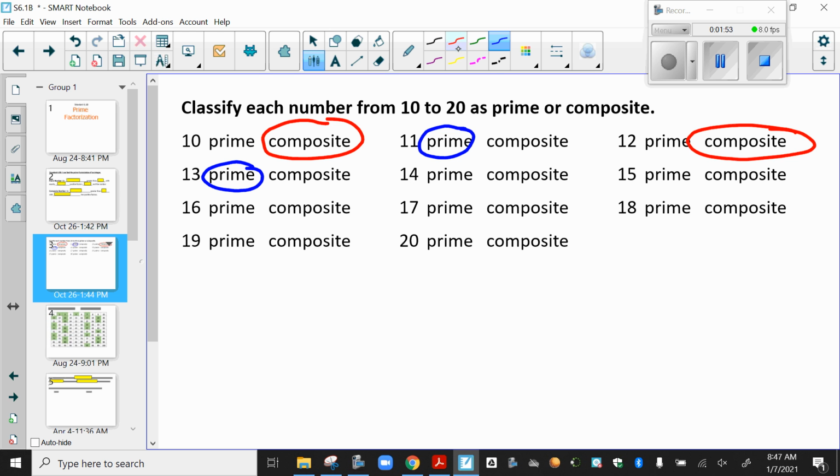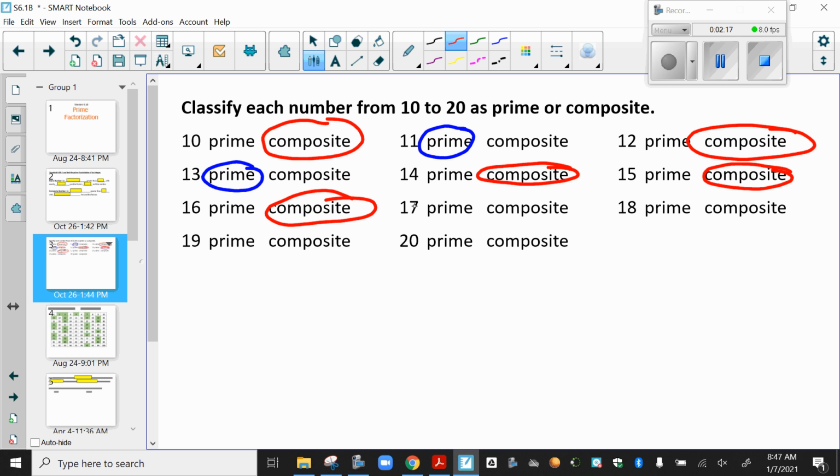14. 1 times 14. And 2 times 7, so composite. 15. 1 times 15. 3 times 5, composite. 16. 1 times 16. 4 times 4, composite. All right, you're starting to get the hint here. If you can only do 1 and itself, then it's prime. Otherwise, it's composite.